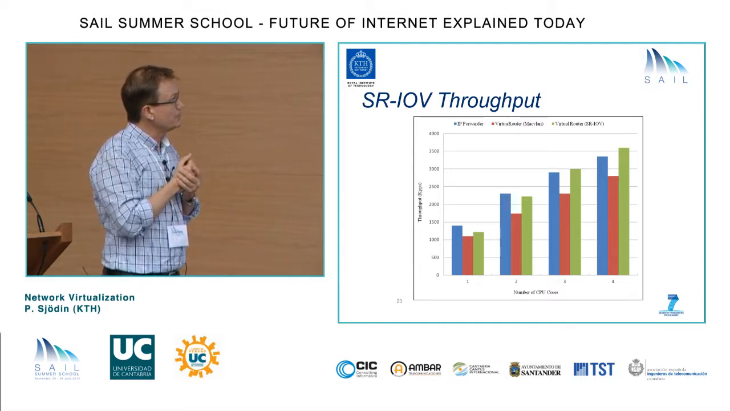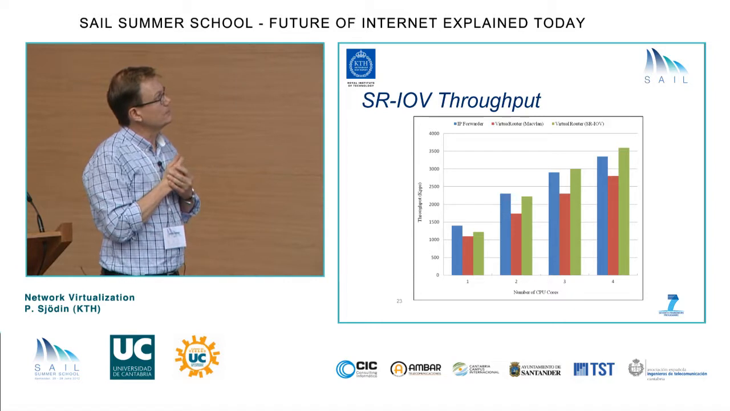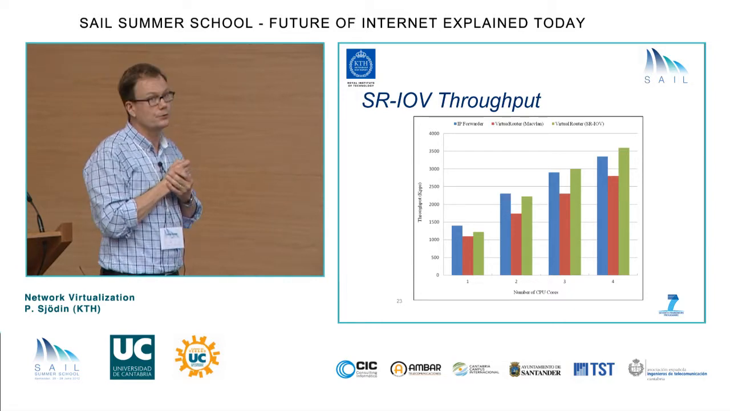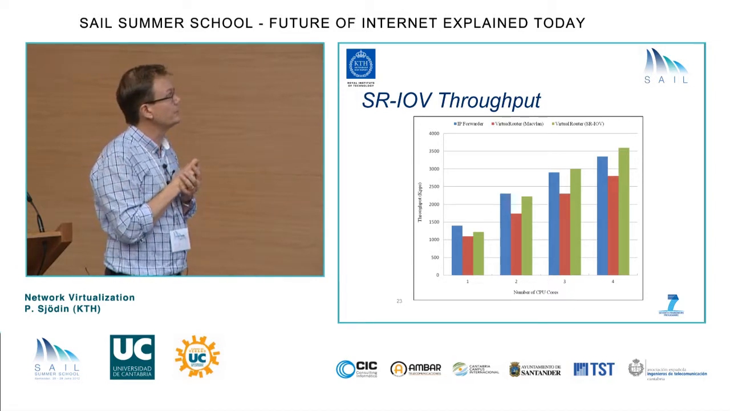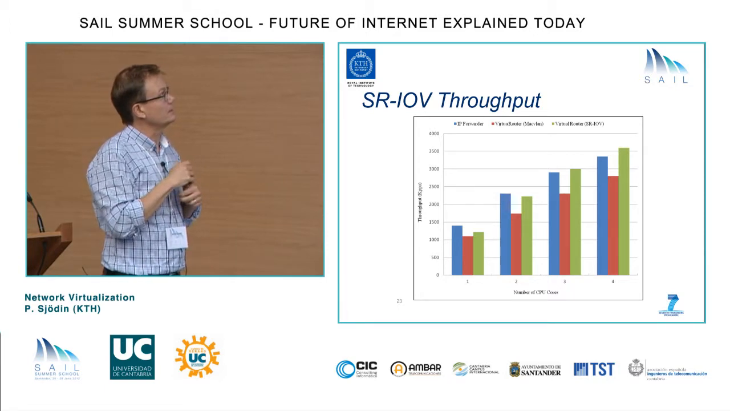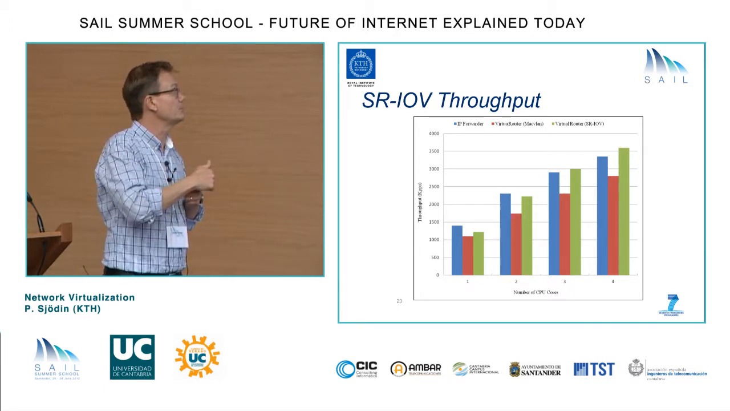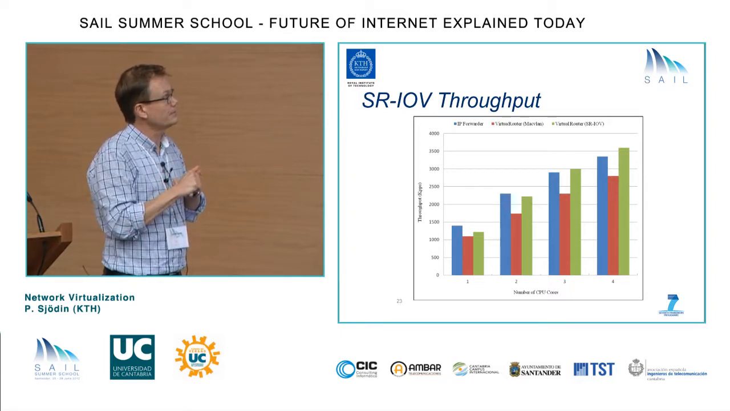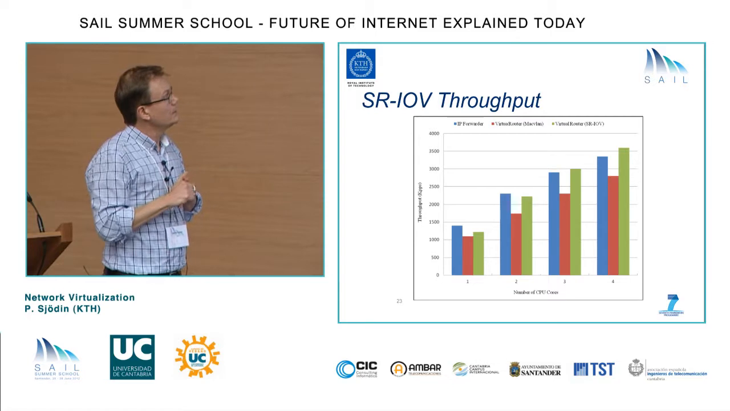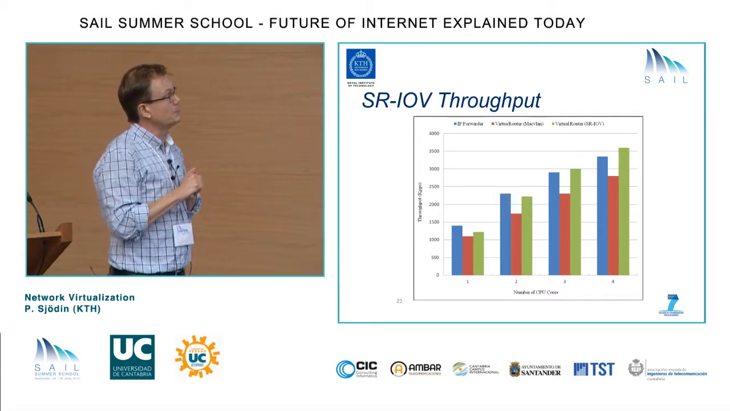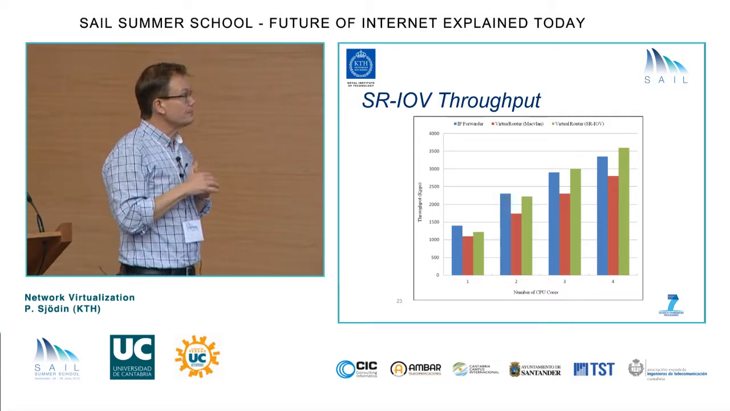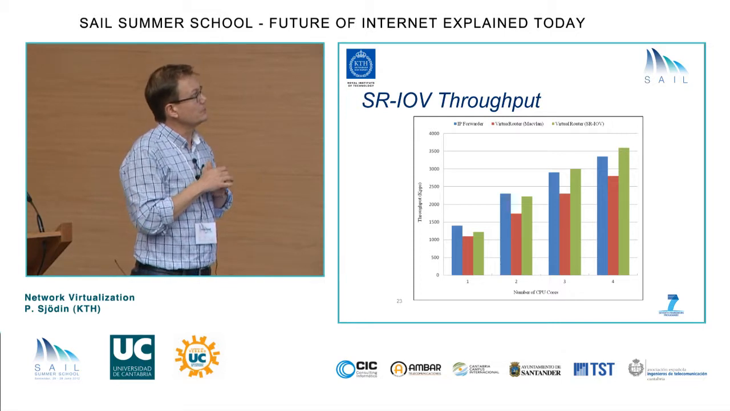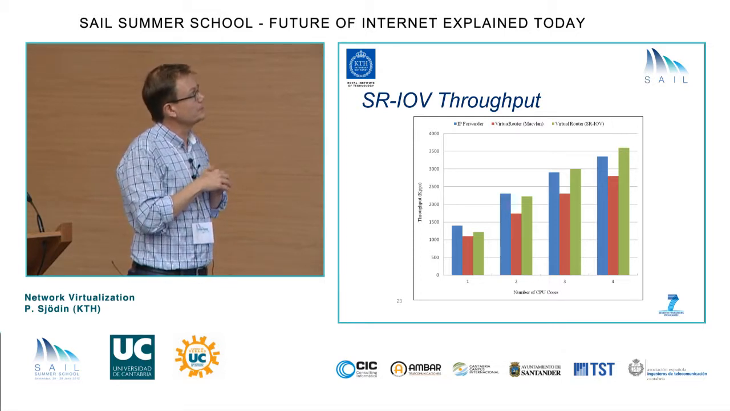The red bar in the middle is the previous case that we saw, where we're not using any particular hardware support. We are using software the best we can, with NAPI and MacVLAN and LXC and namespaces and all that stuff, which was the best that we could do. We see that the performance is also going up with the number of cores, but we're still below the reference.